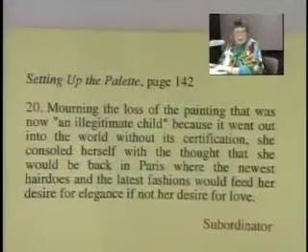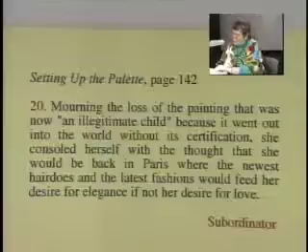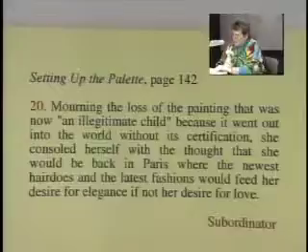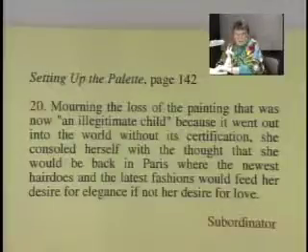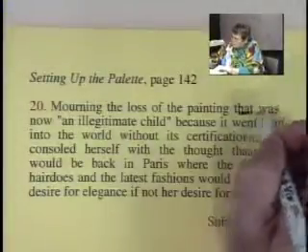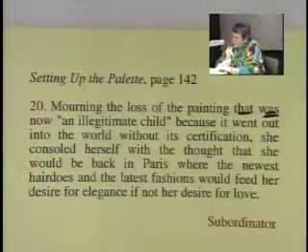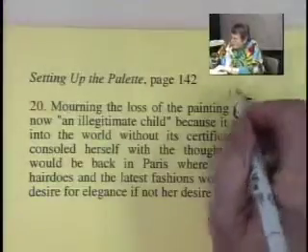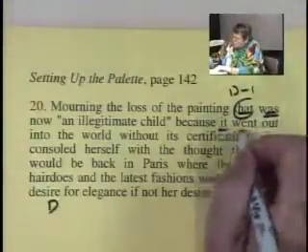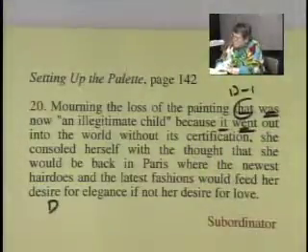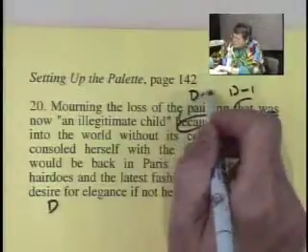Mourning the loss of the painting that was now an illegitimate child because it went out into the world without its certification, she consoled herself with the thought that she would be back in Paris where the newest hairdos and the latest fashions would feed her desire for elegance, if not her desire for love. Yvonne, where's the subject? That. How about a verb? Was. And the kind of a clause? Dependent. And the subordinate? That. Double function on that, so that's a dependent clause. Where's your next subject? It. And the verb? Went. And the kind of clause? Dependent. Where's the subordinate? Because. So this is D-2.